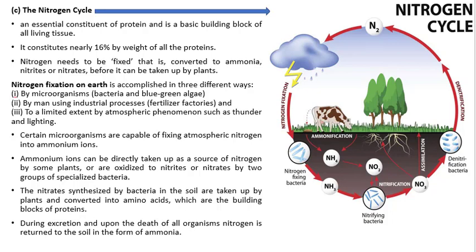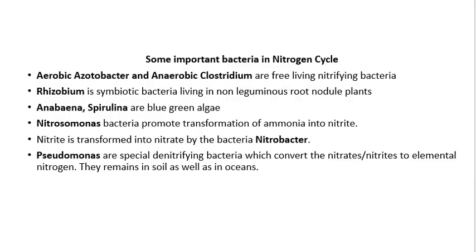The nitrates synthesized by bacteria in the soil are taken up by the plants and converted into amino acids, which are the building blocks of proteins. During excretion and upon the death of all organisms, nitrogen is returned to the soil in the form of ammonia. Under the nitrogen cycle, you will find some important bacteria.